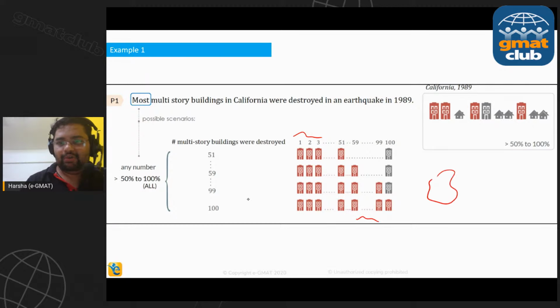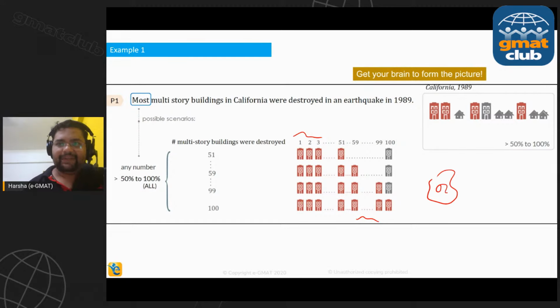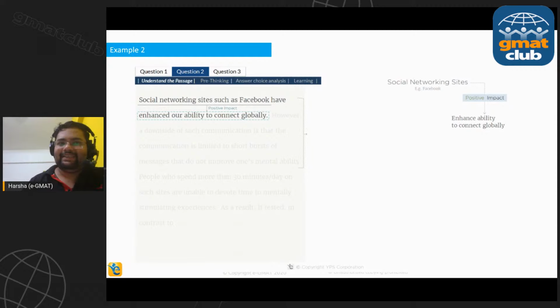You remember I drew downtown and all that. That visual aspect, getting your brain to form the picture. When you go through files like this, the intent is this, to get you to think in a visual way, because that imagination has to happen in your brain.